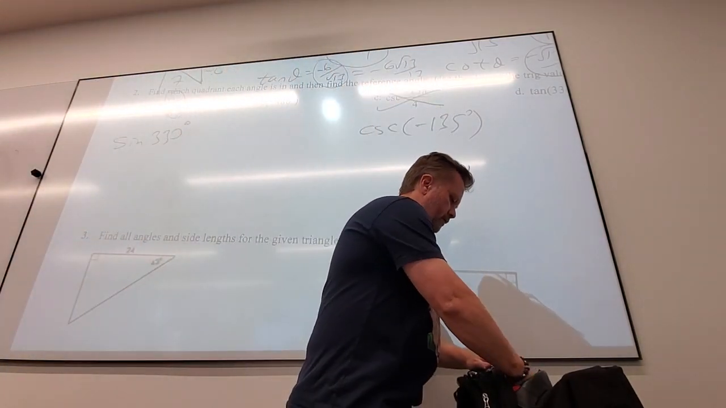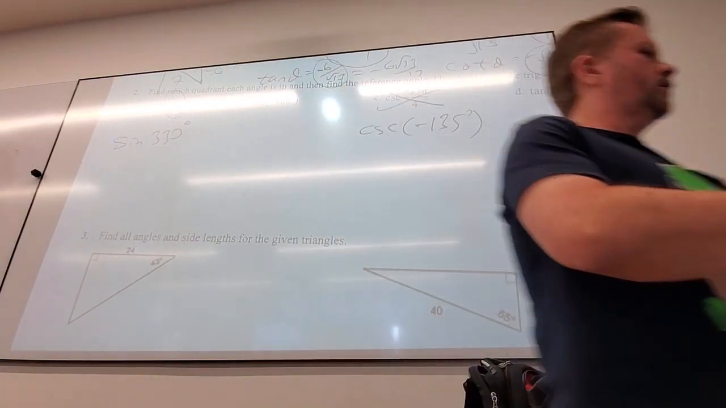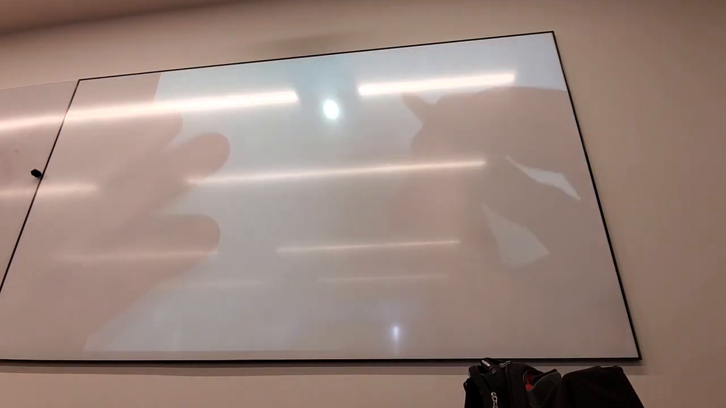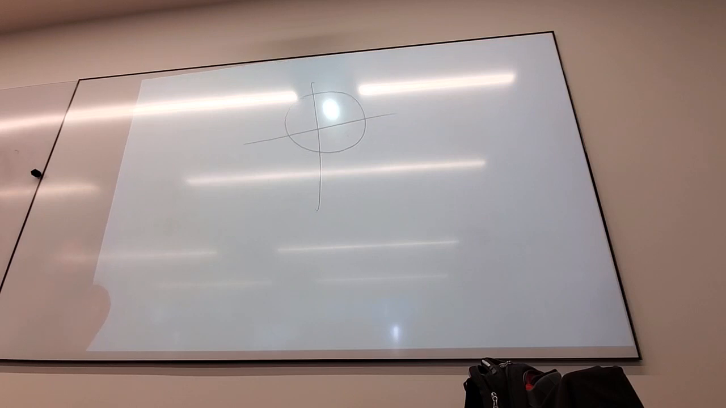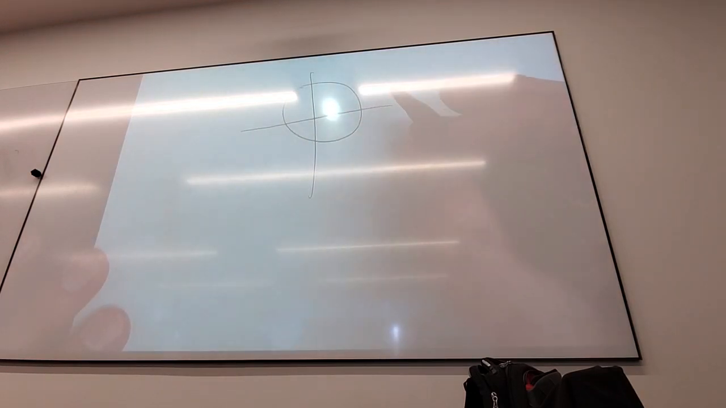Yep. So draw this guy. You can make it even better than that, hopefully. Where would 240 degrees be? Third quadrant, I love it.